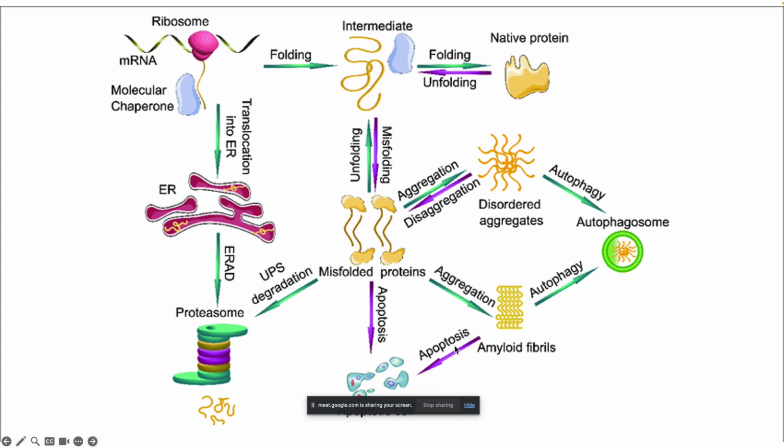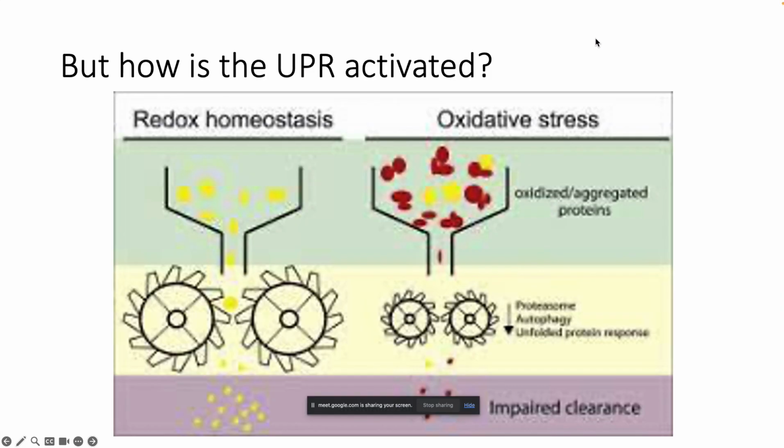So there's multiple ways that the cell deals with it when there's too many proteins being misfolded, but obviously that's not the goal. The goal of the UPR is to get to this step right here with the native protein. Oh man, this is a horrible image.